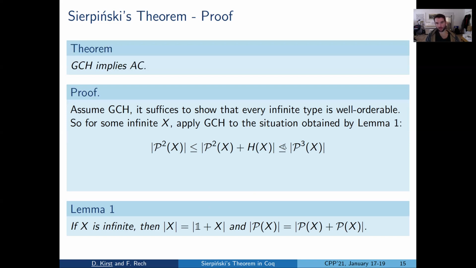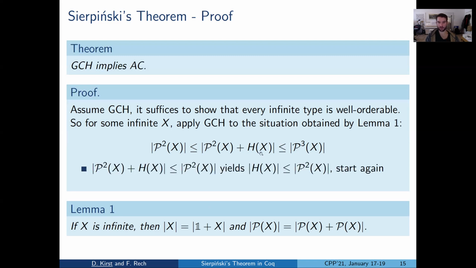We also get this comparison. So now, if we apply GCH to the situation, recall that this means that one of these comparisons can be inverted. So let's first assume the first comparison could be inverted. So the sum is already below the two-fold power set. Then in particular, the Hartogs number of X must be below the two-fold power set.